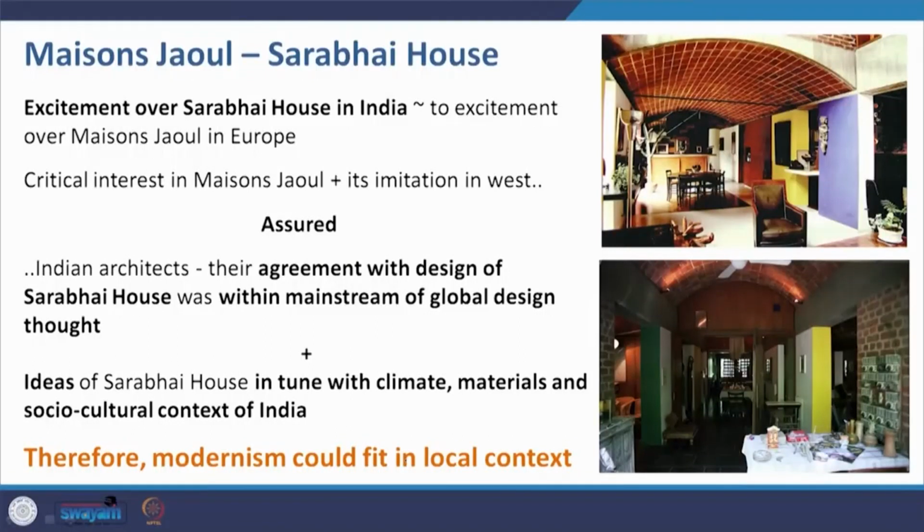The ideas of Sarabai house, in tune with climate, materials and social cultural context in India, therefore modernism could fit in a local context. This was important because this gave the Indian architects, the young architects of the time, a sure footing to build modernism with a regional identity in India.